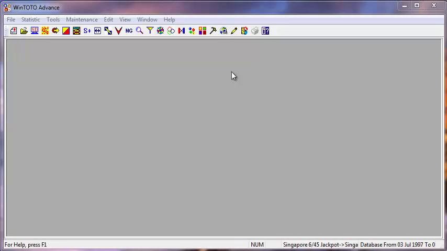So during the development itself, we decided to cut short the time. And this is the reason why, once you use the latest version of WinToto Advance, you realize that the reverse scan is produced almost instantaneously right in front of you. Now we are glad that we can have this development.